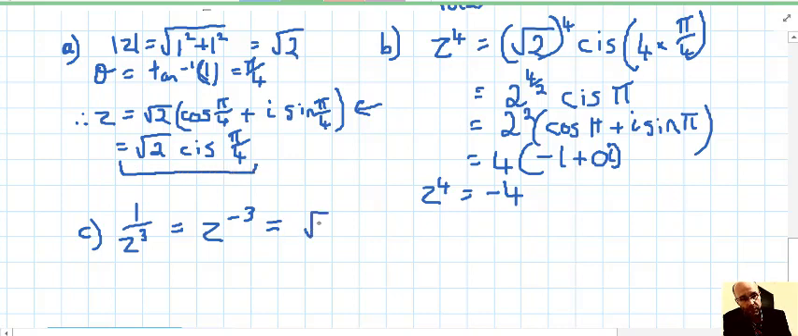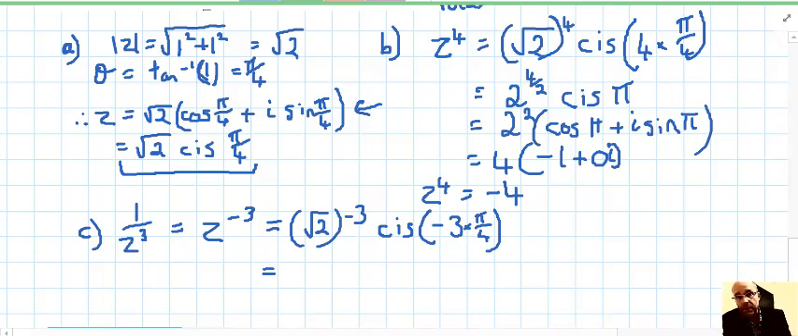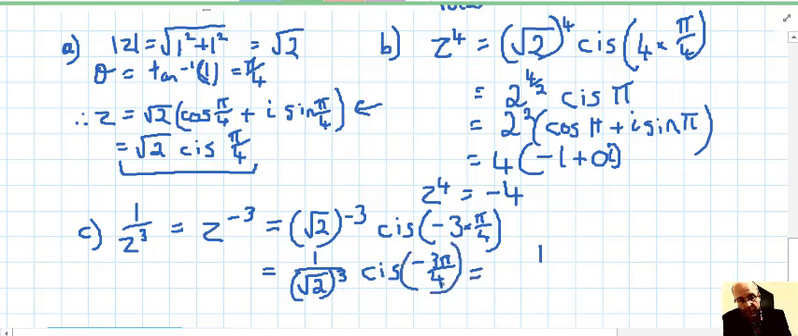So we have root 2 to the negative 3 cis negative 3 times pi on 4. So on the modulus there, that negative index can be written as such. And tidying up the argument there, we've got negative 3 pi on 4. And so that is, you could put that in index form or just leave it in the surd form. I'm going to expand it, in fact.